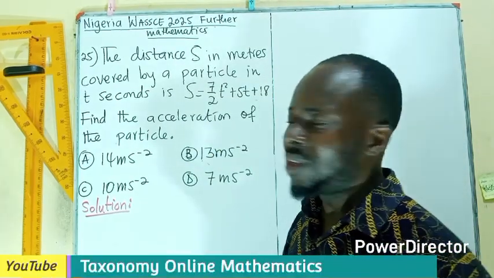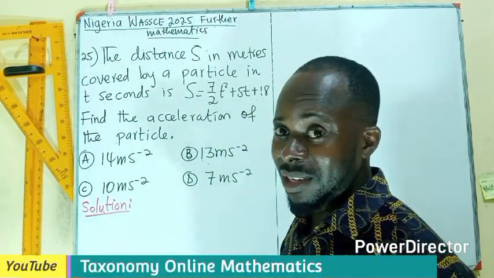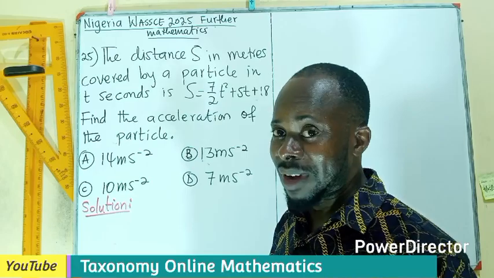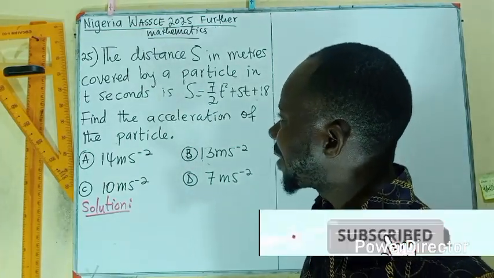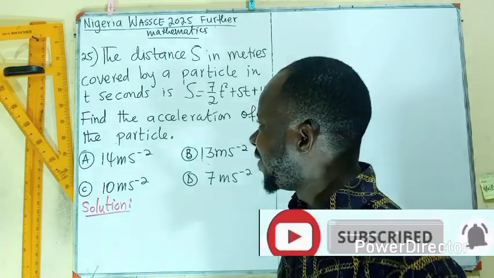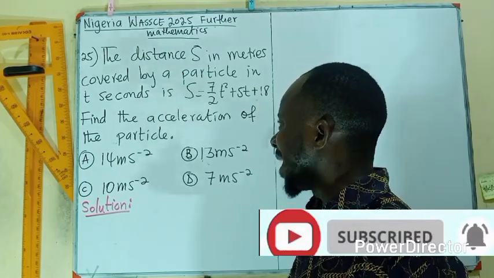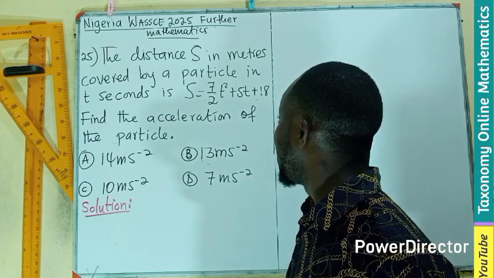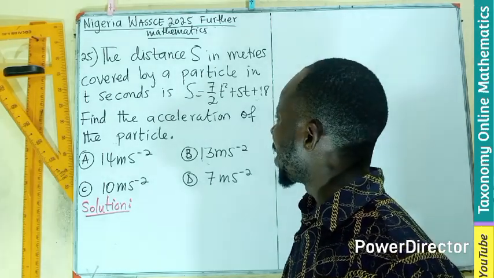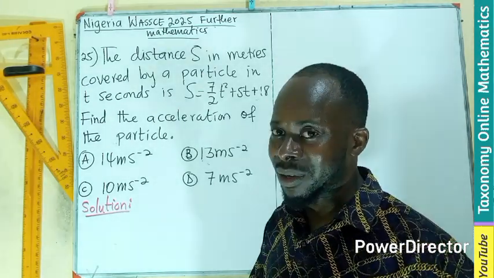Welcome, question 25 of WASSCE Further Mathematics 2025 for Nigeria. The distance s in meters covered by a particle in t seconds is given by s equals 7/2 t squared plus 5t plus 18. We have to find the acceleration of the particle.